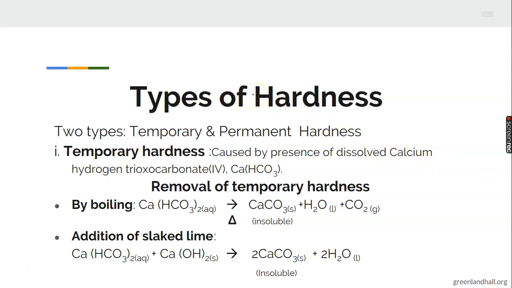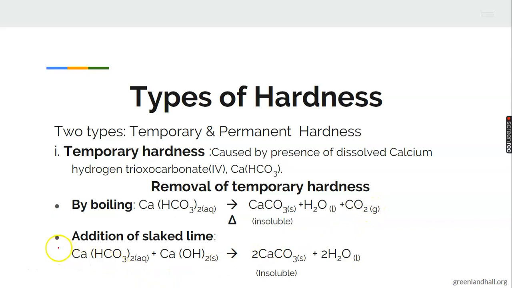So types of hardness. We move to types of hardness. We have two major types of hardness, which are temporary hardness and permanent hardness. The first one, temporary hardness, is caused by the presence of dissolved calcium hydrogen trioxocarbonate 4, which is Ca(HCO3)2. So how can you remove it? You can remove it, one, by boiling. When you heat this compound, it breaks down to give you insoluble CaCO3, water, and carbon 4 oxide.